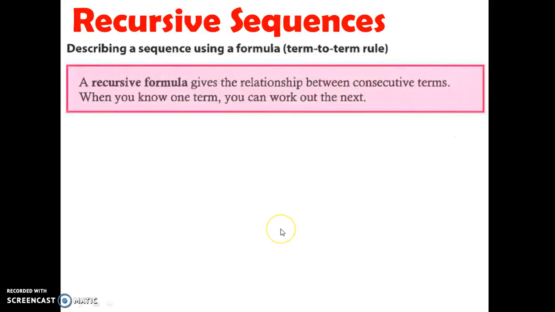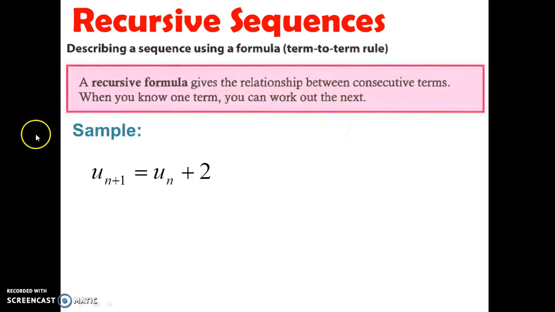Right, the second main type of sequence you need to know today is called a recursive sequence. This is different than explicit. The definition here is a recursive formula gives the relationship between consecutive terms. When you know one term, you can work out the next. Let's take a look at how that's different.